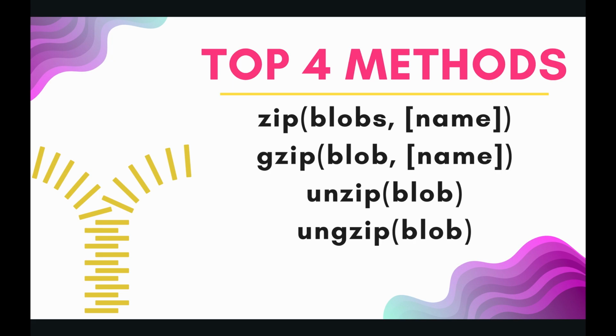Whereas with zip, you can hand it as many files as you want, or as many blobs, plural, as you want. It'll compress them all, and then it will archive them in a single zip file. All right, that's enough talk for right now. Let's jump on over into the code and have some fun with these methods.